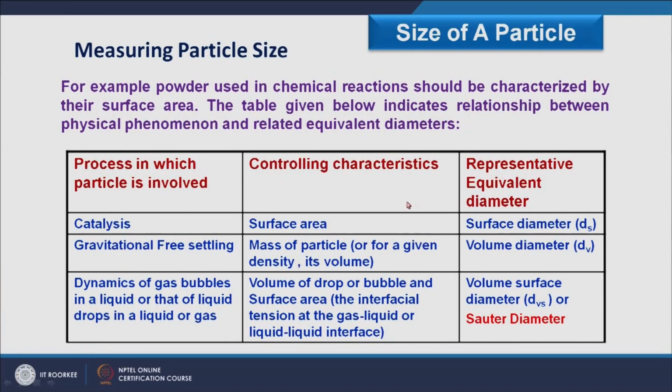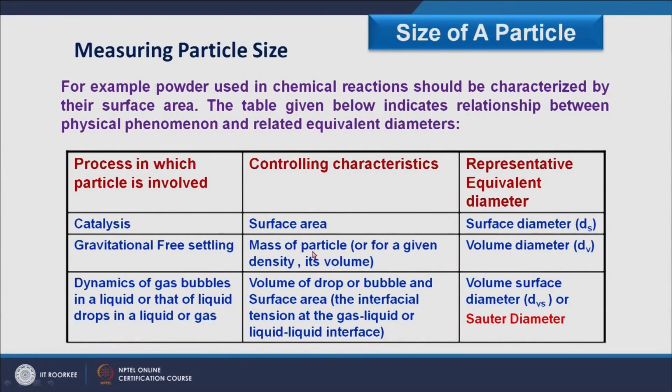This is the controlling characteristic for this process, and here I am having the equivalent diameter. For example, if I consider catalysts, the surface of the catalyst is useful for any reaction to take place. Therefore, the surface area for catalyst is a controlling characteristic, and if I consider surface area, the surface diameter would be the equivalent diameter, which can be defined as the diameter of a spherical particle having same surface area as the particle.